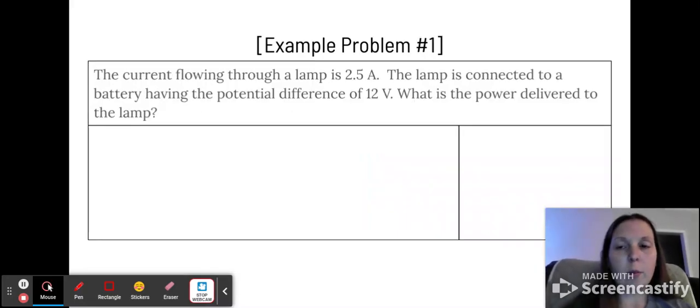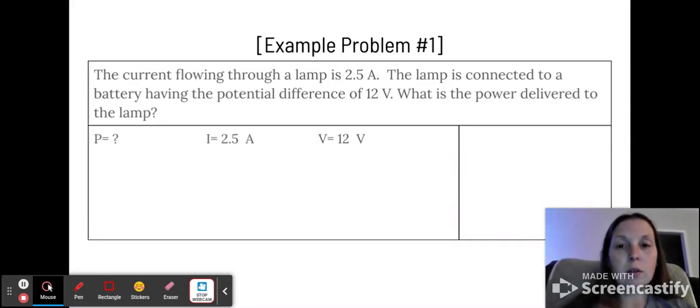So let's look at this example problem. It says the current flowing through a lamp is 2.5 amperes. That's your current, your I. The lamp is connected to a battery having a potential difference of 12 volts. What is the power delivered to the lamp?